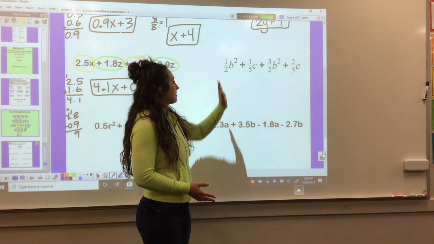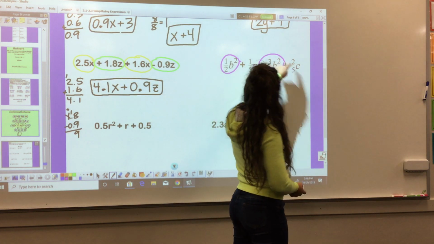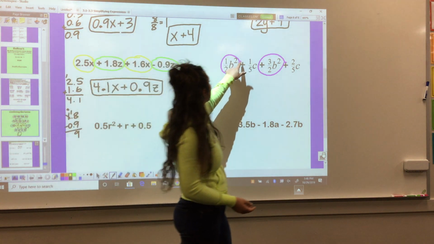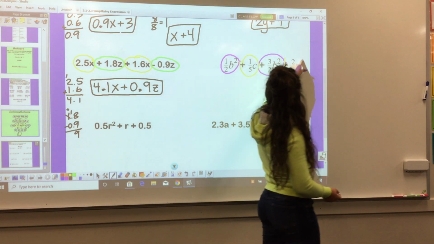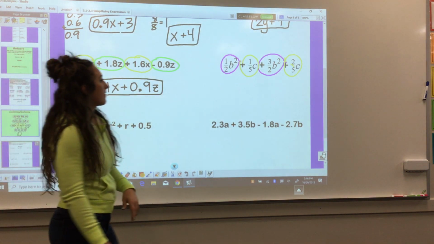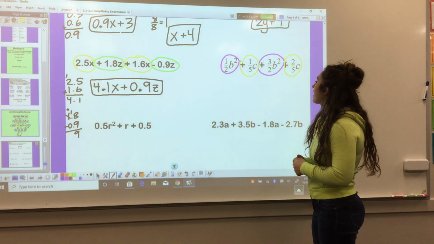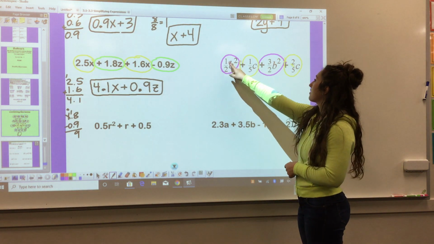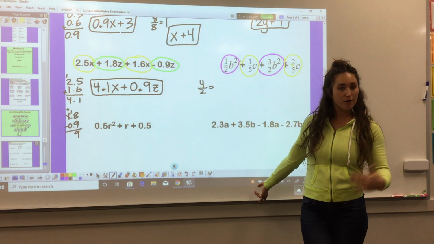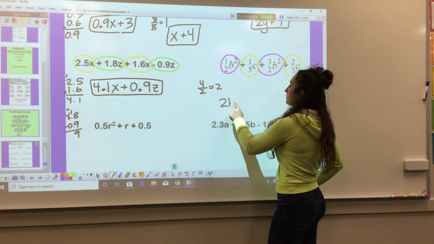Okay, we have some like terms here. We have 1/2 b squared and 3/2 b squared. Those are alike. Along with 1/5 c and 2/5 c. So let's do the b's first. There's already common denominators, which is nice, and you just add the numerators. So you get 1 plus 3, that gets you to 4/2, which hopefully you recognize that 4/2 is 2. So the b squared term becomes 2b squared.